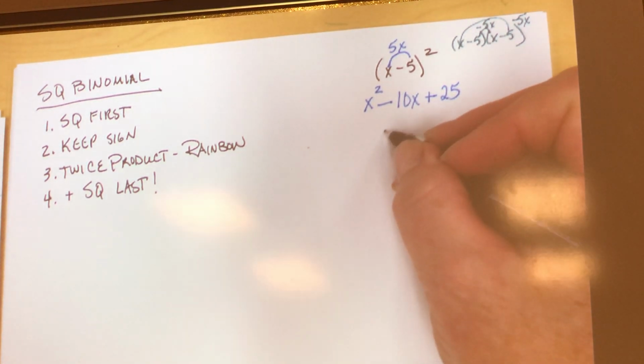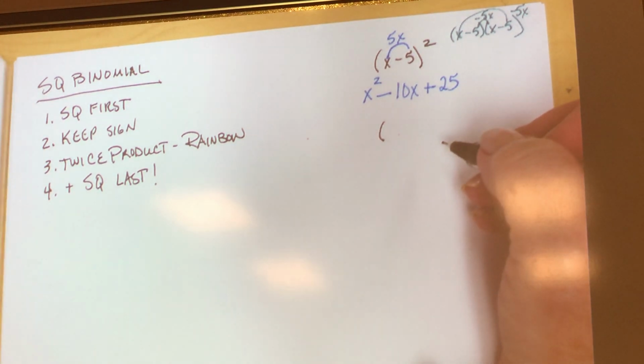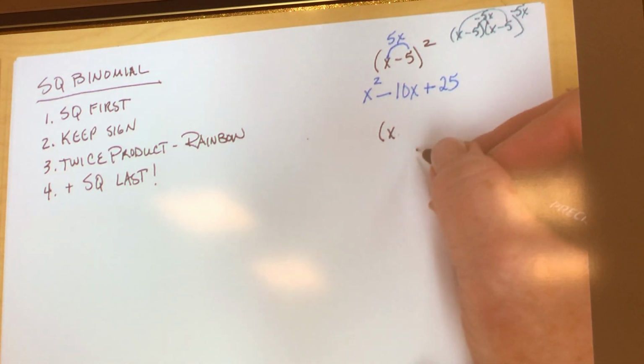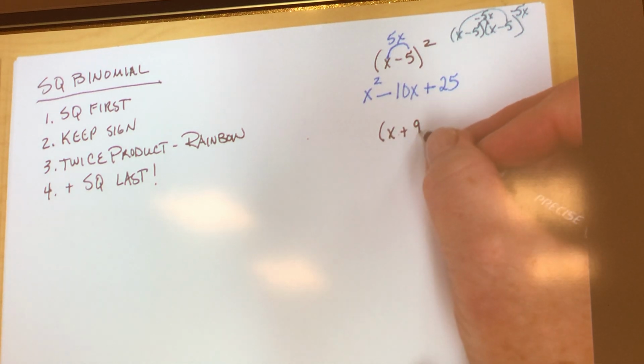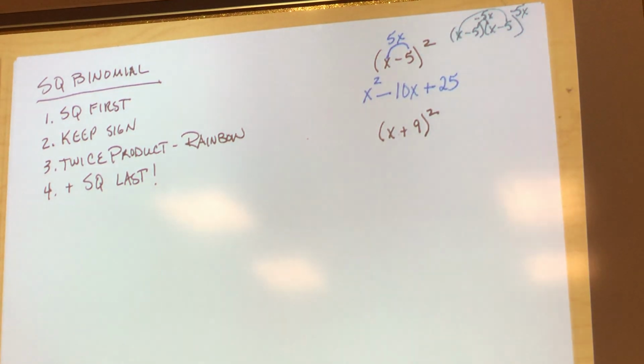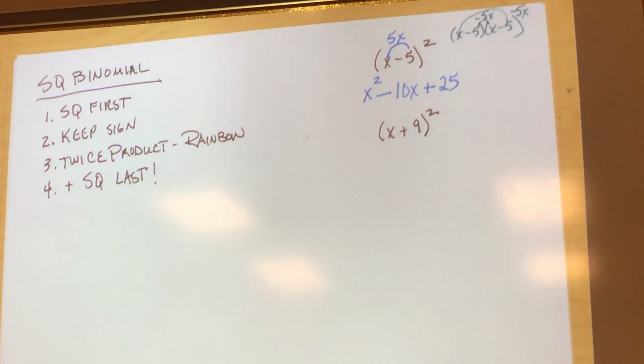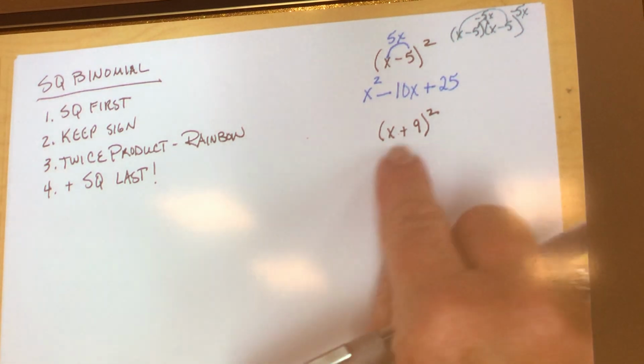Okay, so I'm going to give you 10 seconds. Okay? So I'll give you 1 second to finish writing it down. X plus 9, quantity squared. You have 10 seconds to square it. You're following these rules. Okay, you got it? So square the first.